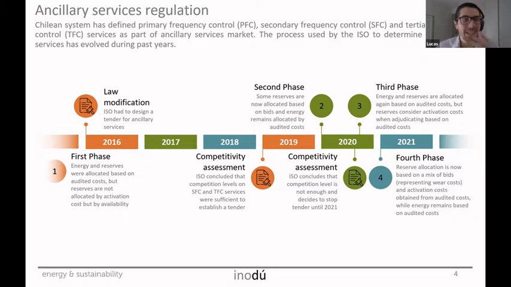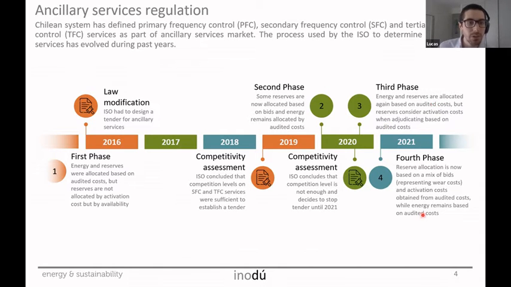Due to changes on operational dynamics and costs perceived by clients and generators, the ISO reassessed the competitiveness of the market and established that it will suspend the tender since September 2020. The ancillary services tender was stopped until the beginning of 2021, returning to an optimization with audited cost, but with few differences with respect to the first phase, principally on the day-ahead program model.